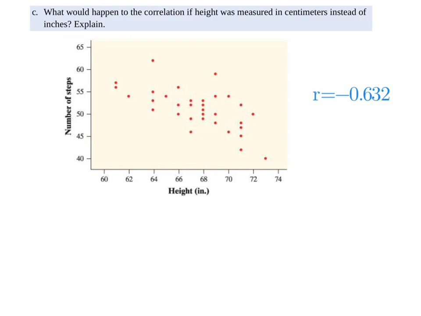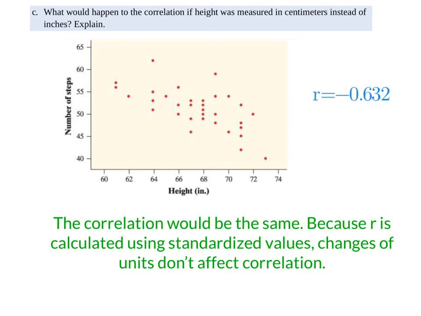Last question we're going to answer in this video, I promise. What would happen to the correlation if height was measured in centimeters instead of inches? Just like the last question, correlation would be the same, because R is calculated using standardized values, changes of units don't affect correlation. So if you measure that in anything other than inches, your R value would stay the same.